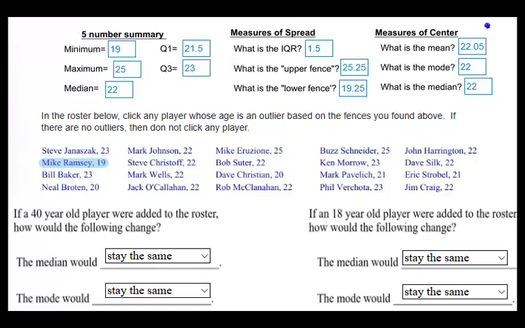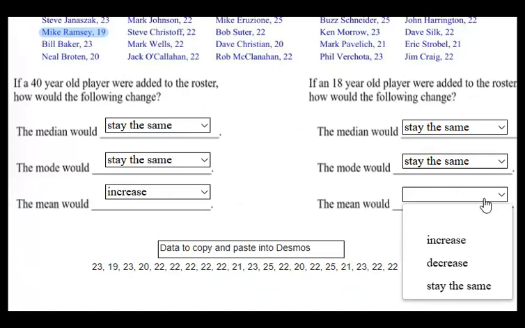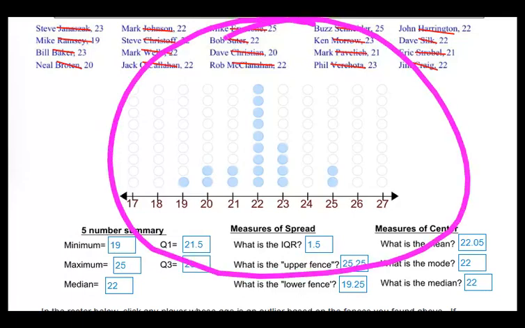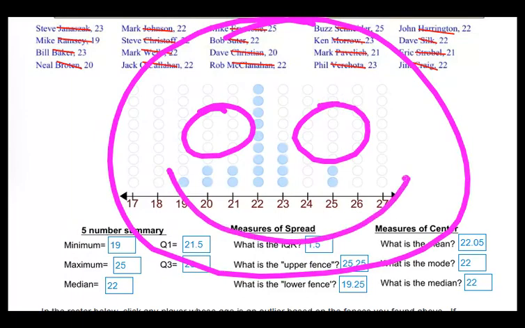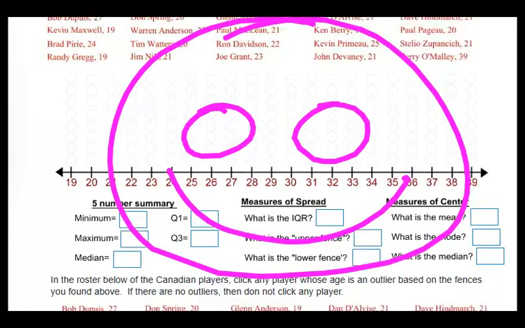The mean, though, would go from 22.05 to about 21.85 or 21.86. The mean would decrease. I have had a whole lot of fun analyzing the ages of the 1980 USA hockey team. Now, see if you can do the same thing for the Soviet team and the Canadian team.